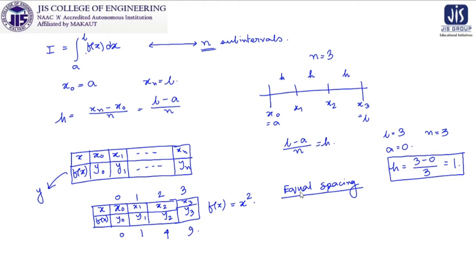So can we state that if this problem is given to us, what are the things given to us? a, b, n and f(x) are given to us. So we can calculate h, we can calculate x0 up to xn, and we can calculate y0 up to yn. These values are possible for us to calculate in a tabular form.